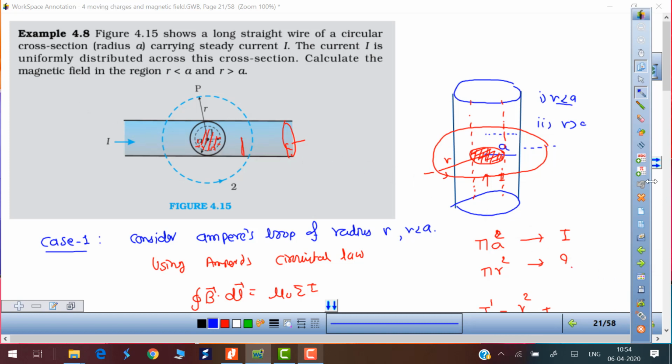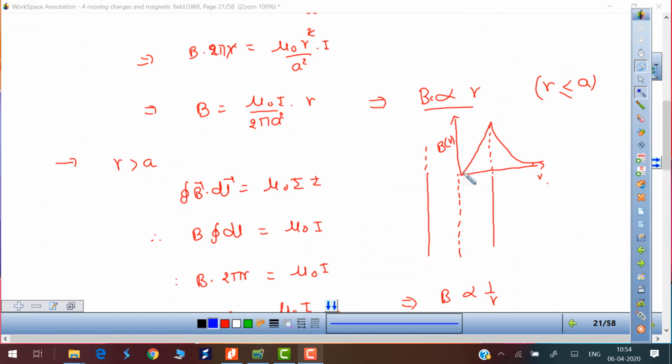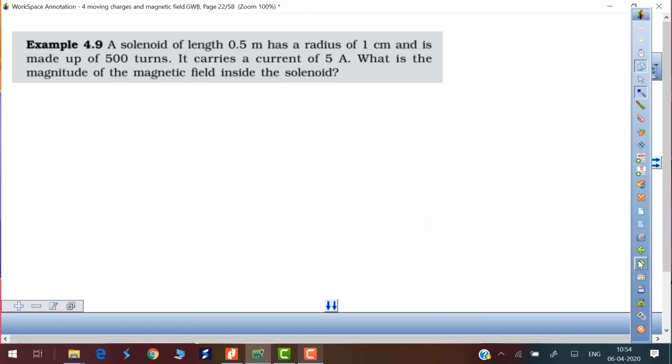This problem we already did during our theory discussion. So again you remember that the magnetic field inside the conductor is proportional to R and outside it is inversely proportional to R square. And we have plotted the graph, so it is increasing straight, that is linear, and then it is decreasing, and it will be maximum at the surface. So you remember this, and it is true for a very long conductor.